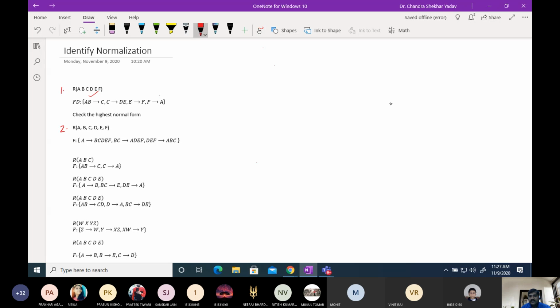There is no need to check the constraint of first normal form. Why? Because by default, all the tables are in first normal form. We assume that each cell has an atomic value.